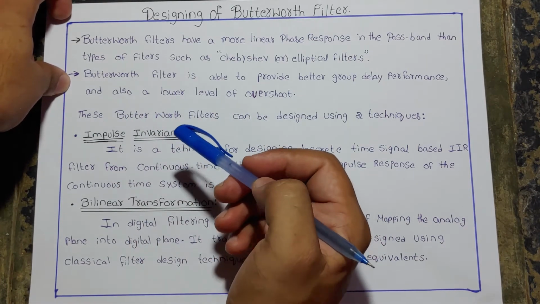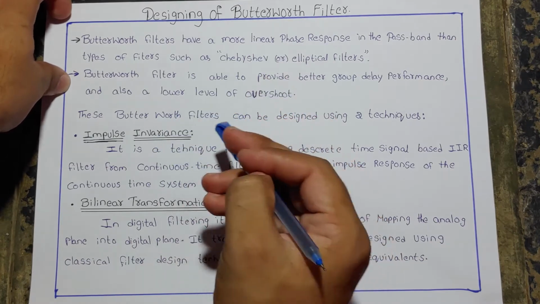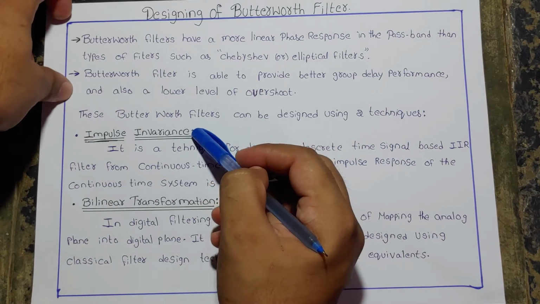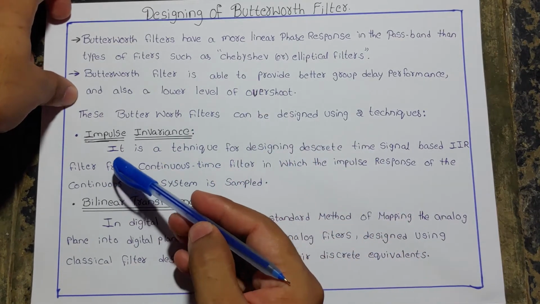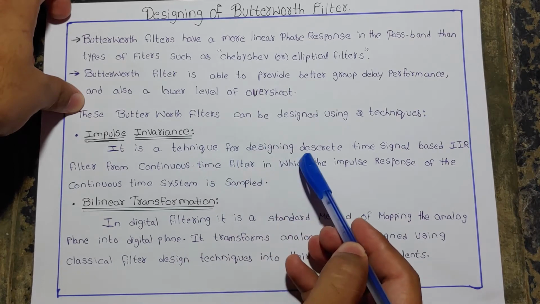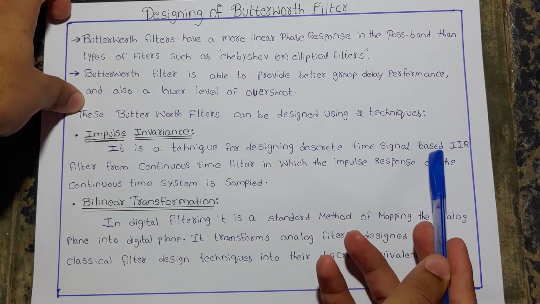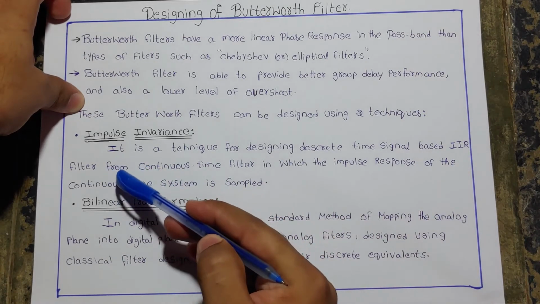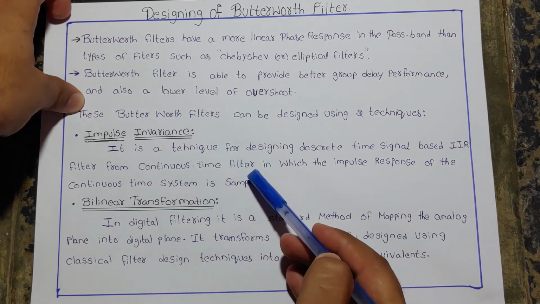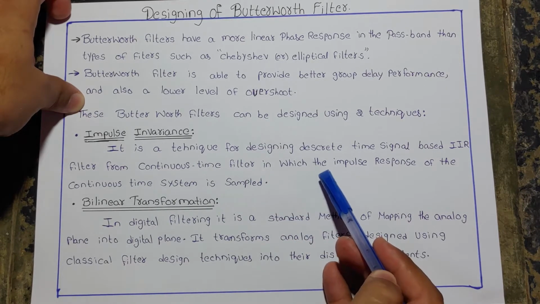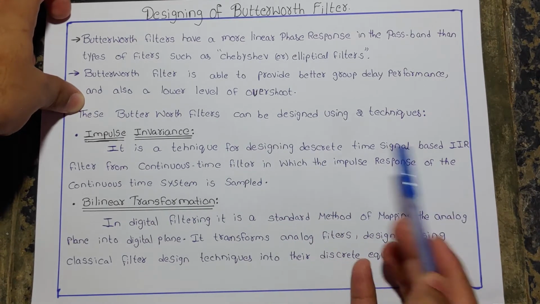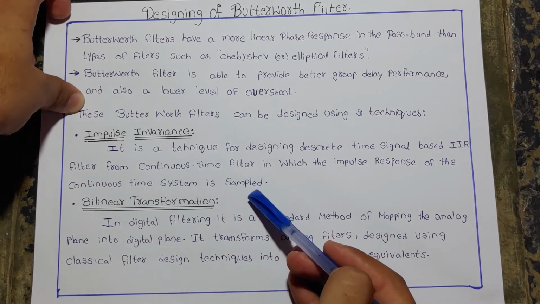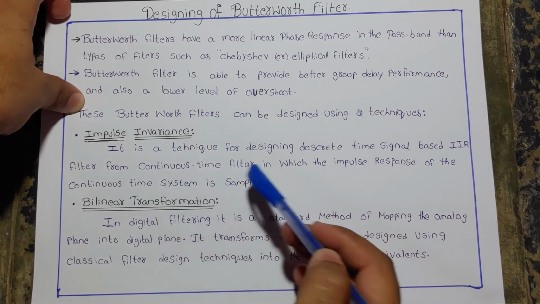These Butterworth filters can be designed using two techniques. Those are impulse invariance and bilinear transformation. Let us know what is an impulse invariant response. It is a technique for designing discrete time signal based infinite impulse response, which is an IIR filter, from continuous time filter in which the impulse response of the continuous time signal or system is sampled to produce discrete time signal.